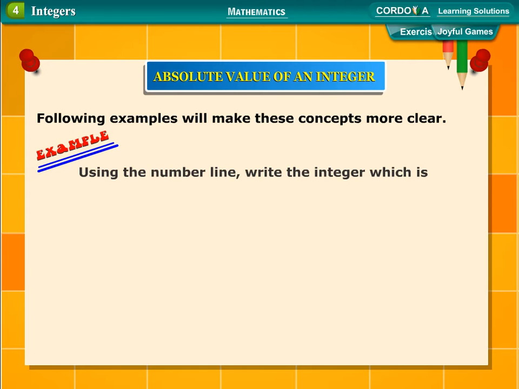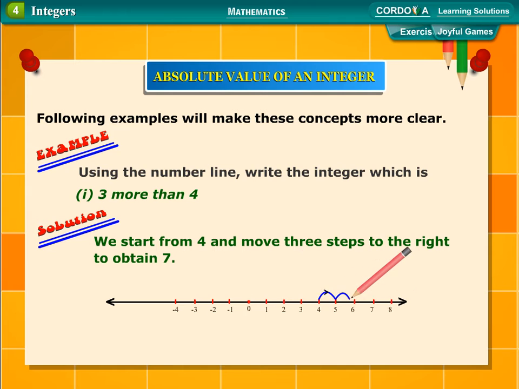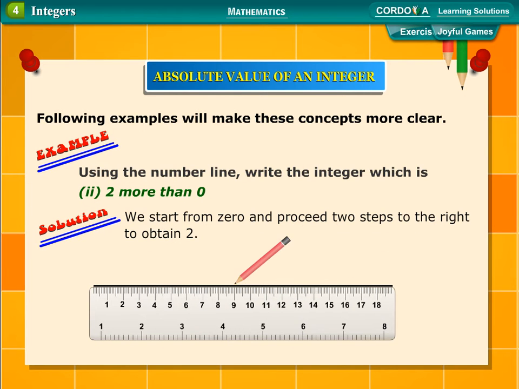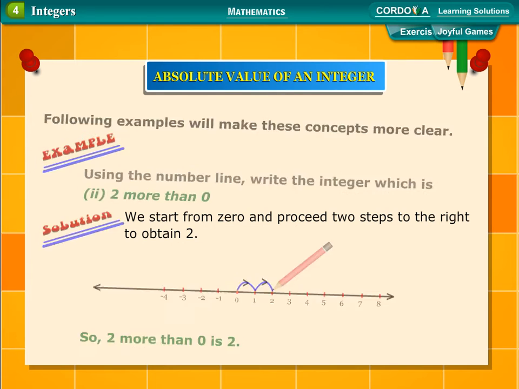Example: using the number line, write the integer which is 3 more than 4. Solution: we start from 4 and move 3 steps to the right to obtain 7. Hence, 3 more than 4 is 7. 2 more than 0: we start from 0 and proceed 2 steps to the right to obtain 2. So, 2 more than 0 is equal to 2.